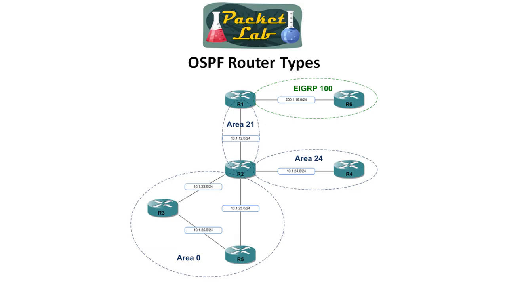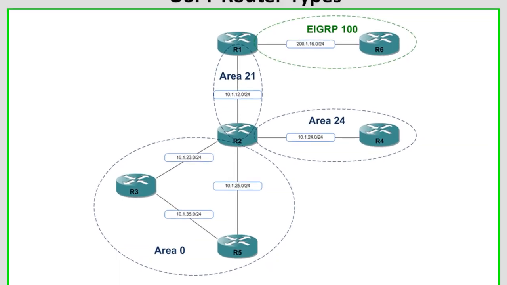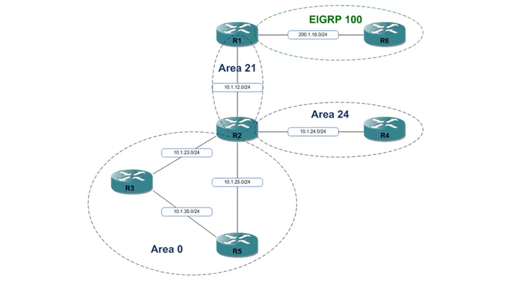Okay, so we tacked on one more router, R6, to our topology, and R6 is going to be running EIGRP, so it's a different IGP. So in this case, let's say that we bought a company and R6 came along with the deal. R1 is connected to our OSPF domain, while it also has a connection to the EIGRP domain. So it's got both routes.